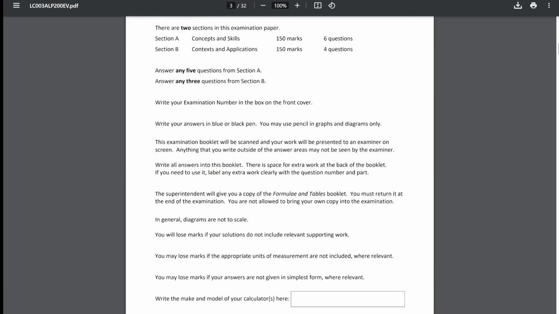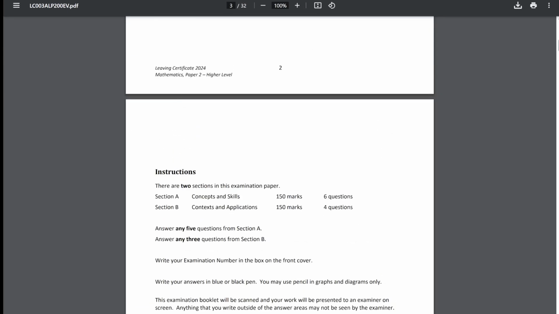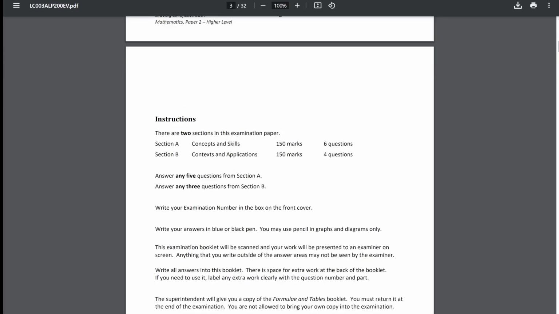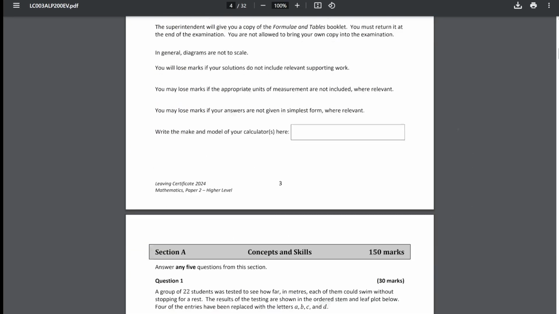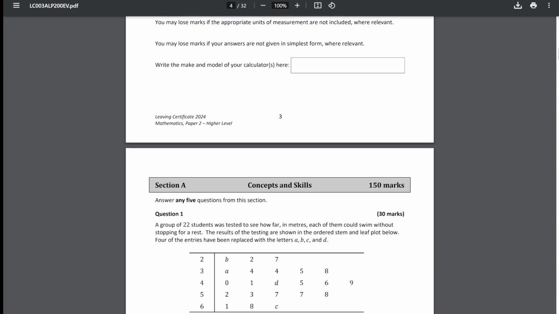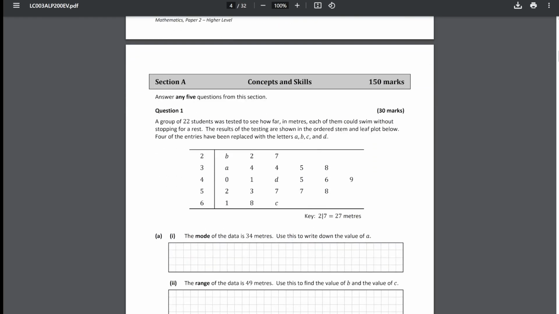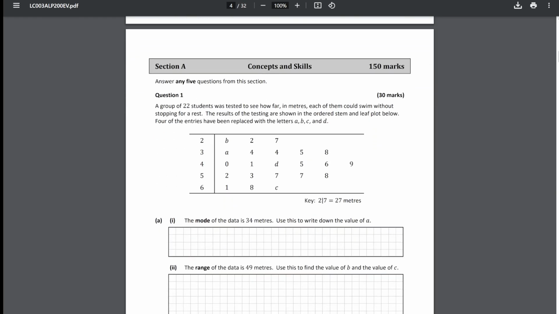So it started off usually the same with your concepts and skills, and then concepts and applications, sometimes just nicknamed the short and the long questions. So the first question was actually a bit of a shock with introducing a stem and leaf for the first time in quite a while, and then asked a couple of questions about that.